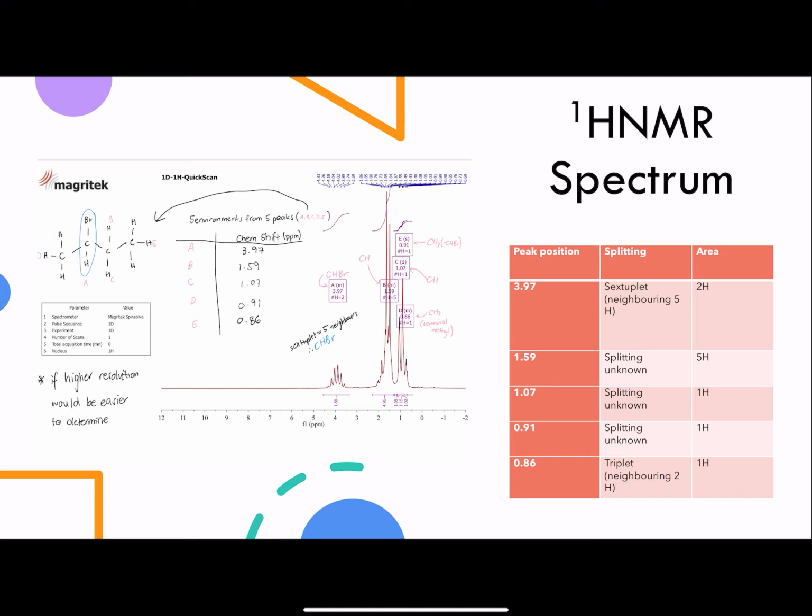The peak at 0.86 must be the terminal methyl group. This is because the group is the most shielded and is the farthest away from the electronegative Br, and therefore is positioned upfield with a low chemical shift. As indicated on the spectrum, this peak is a triplet, meaning it is neighbouring 2 hydrogens, which is consistent with the terminal methyl group. The peak at 0.91 must be a methyl group attached to the CHBr, as it is de-shielded due to being indirectly attached to the electronegative Br. This means that it's positioned slightly downfield compared to the terminal methyl group.